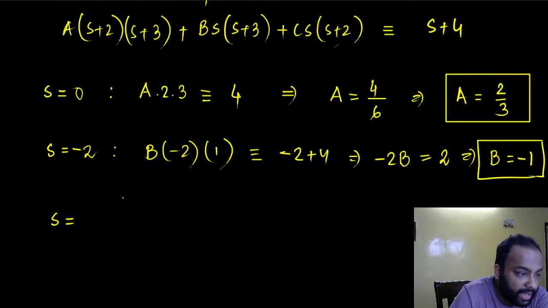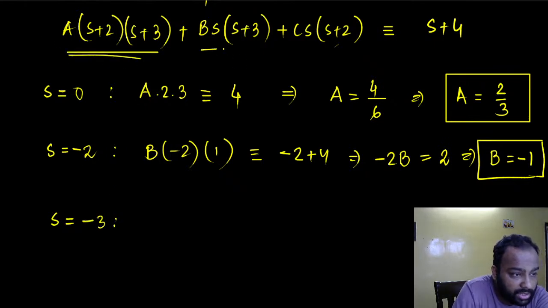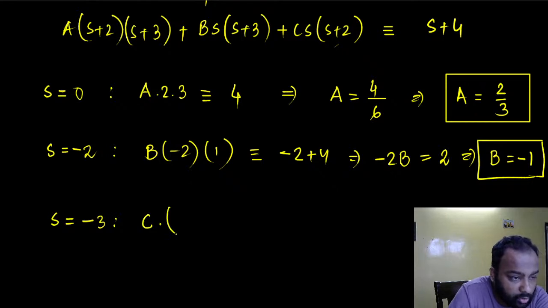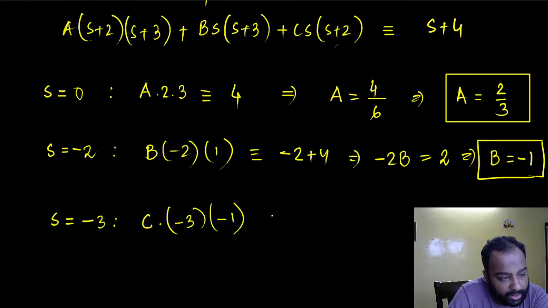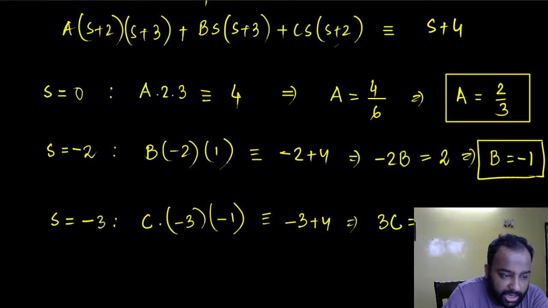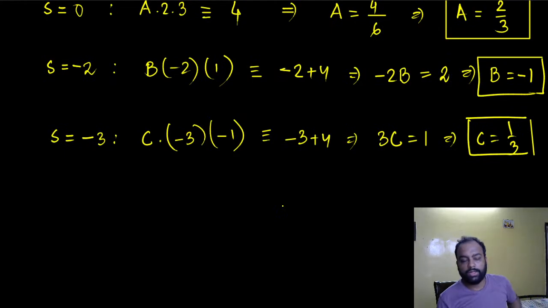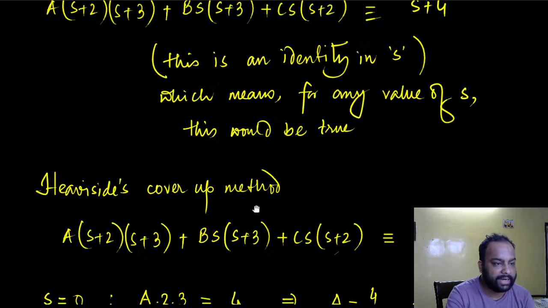Alright, so if I put S equal to -3, this becomes 0, this becomes 0, and I am only left with the term that has C as the coefficient. So C into -3 into -1, right? And that's equivalent to -3 plus 4. So this equation is essentially 3C is equal to 1. That's C is equal to 1 by 3. Alright. So now I have done the entire factorization.